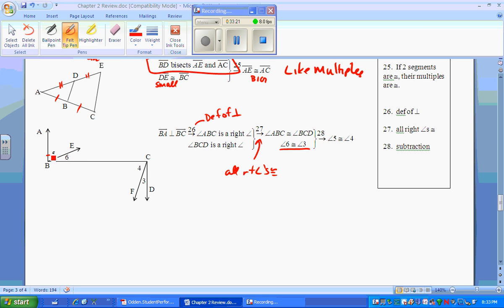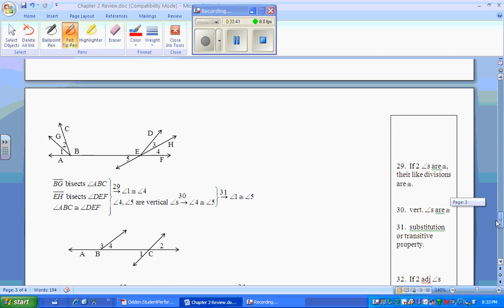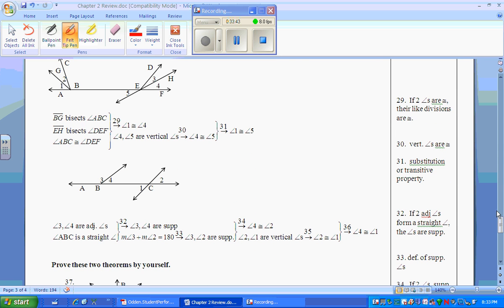ABC, ABC here, and this angle are congruent, and then we've got 3 is congruent to 6, and we want 4 and 5, so we're getting smaller, and this answer would be subtraction for 28, because we are minusing to get smaller. Rolling on to the last page, we've got two bisecting pieces, so it's either like multiples or like divisions.